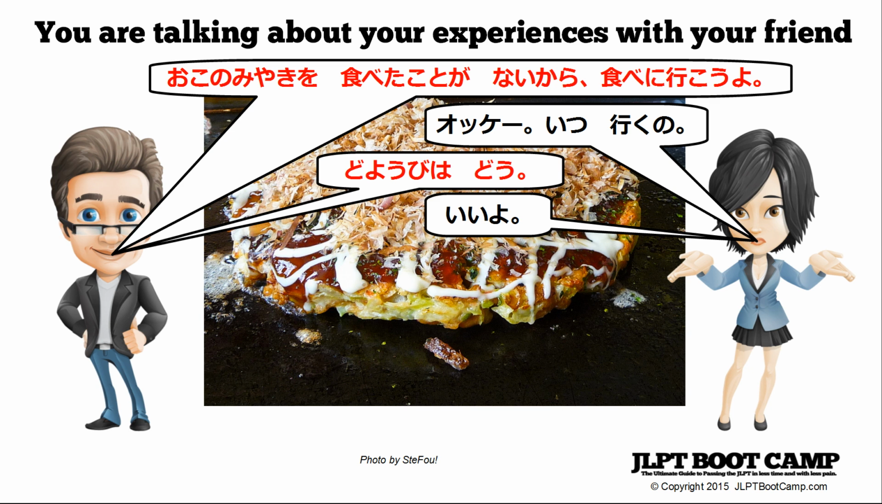And then koto ga nai, so you don't have the experience of eating this okonomiyaki. And kara means so or because. It marks the reason for something. And tabe ni, eat. Ni iku is to go and do something. So tabe ni iko is let's go and eat.